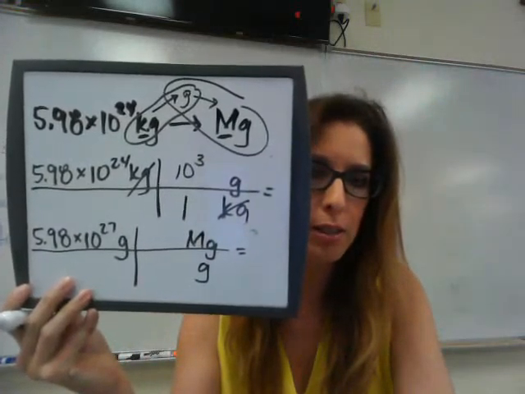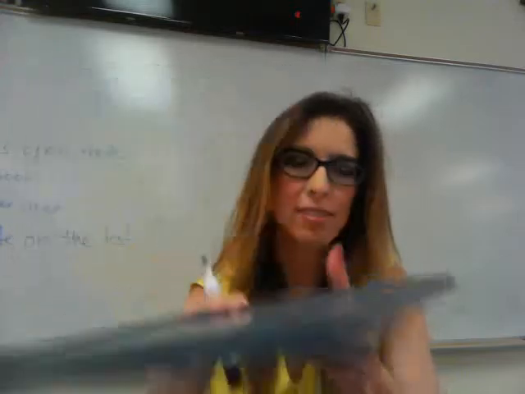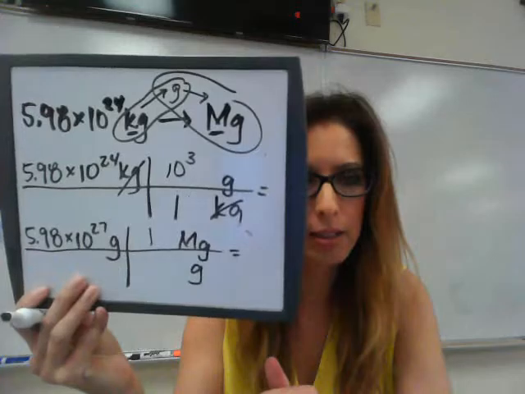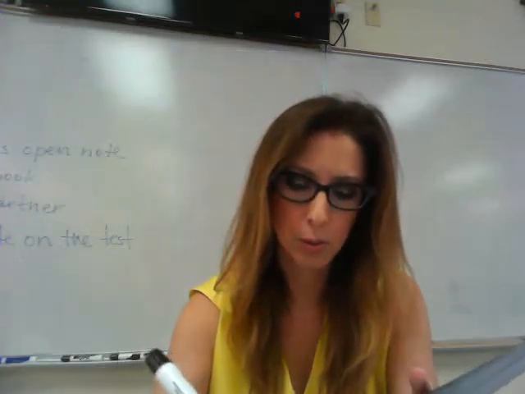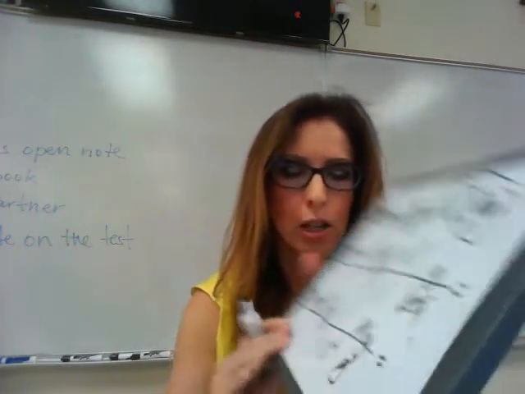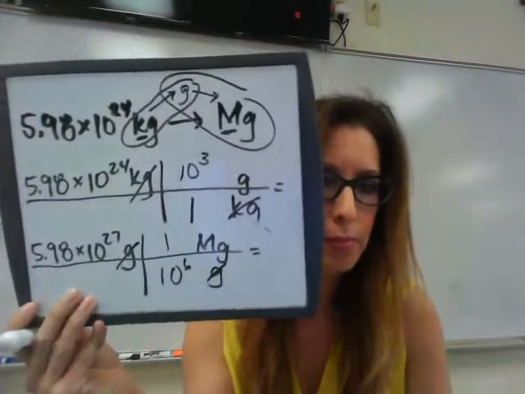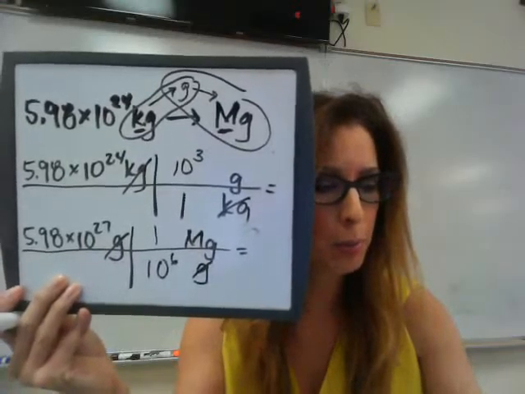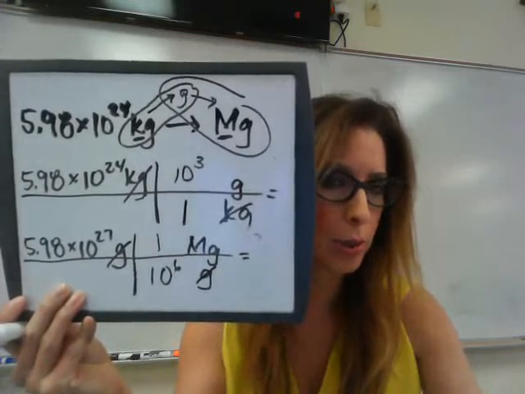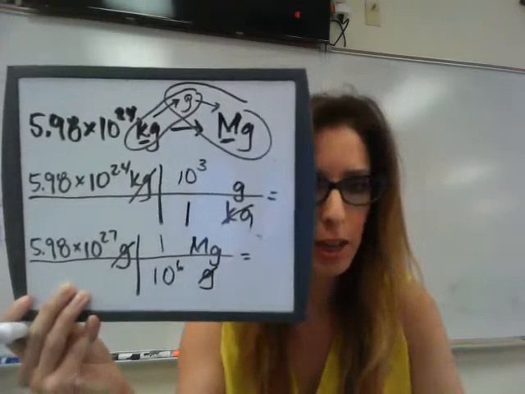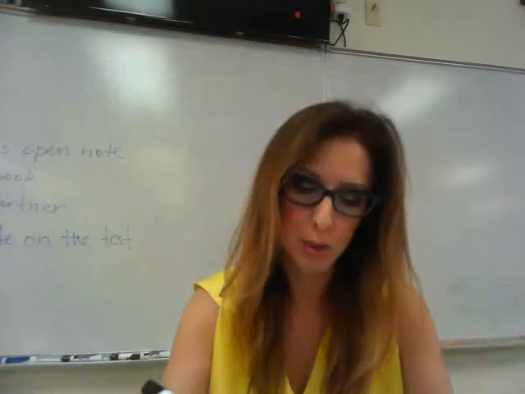We're going to put the number 1 where mega is, which is on the top. Mega is 10 to the 6th. So we're going to put that up here. And then grams is going to cancel. Now we're dividing. I'm not going to write out the keystrokes, but I'm going to tell you what they are out loud. So we're going to take 5.98 second E 27 divided by second E 6. And you're going to get 5.98 times 10 to the 21st.